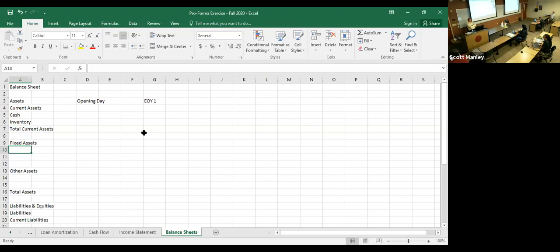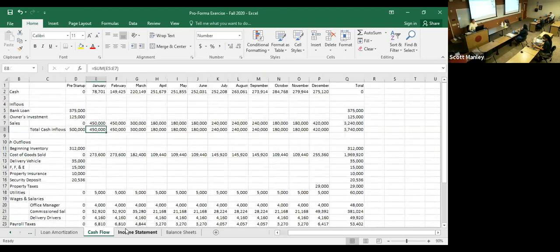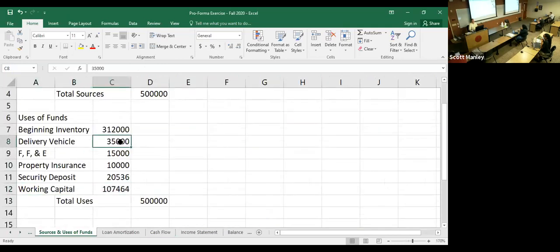Furniture and fixtures and equipment. It could also include land and building. It could include machinery. It can include my delivery vehicle, right? Those are all fixed assets. Now, specifically, I have to refresh my memory. I have delivery vehicle and furniture, fixtures, and equipment. I can go back again and look at my sources and uses of funds, right? Those are the only two fixed assets I have, delivery vehicle and furniture, fixtures, and equipment.